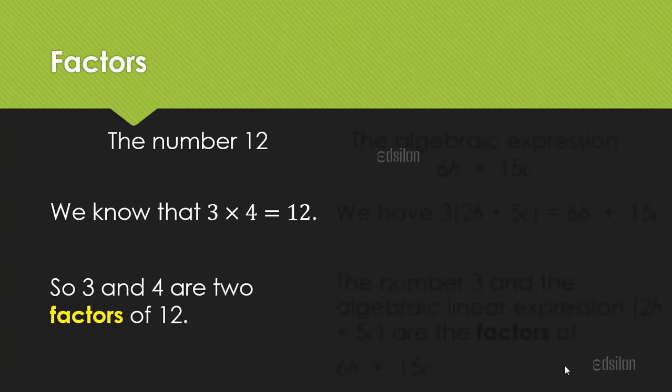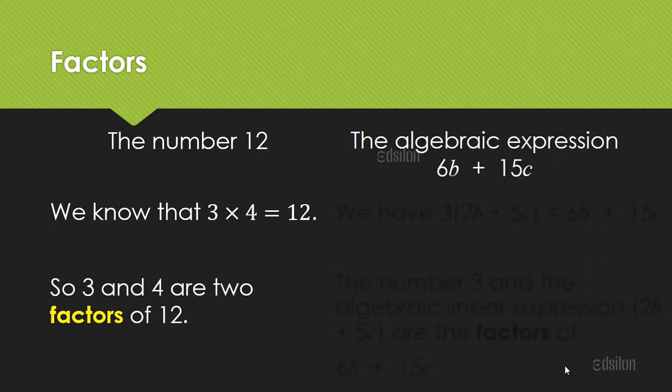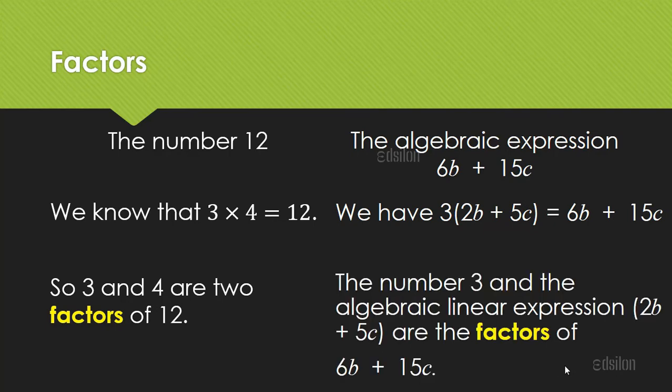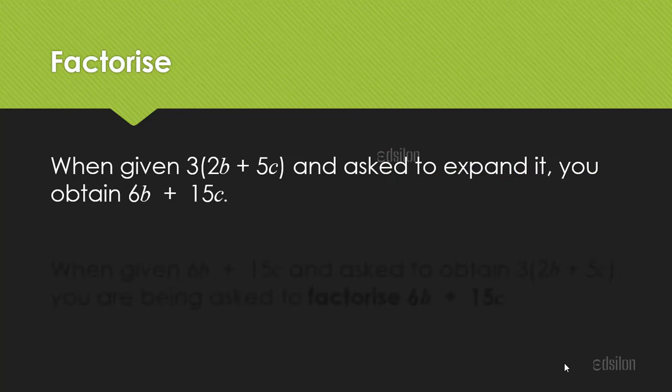Next, what are factors? Let us take a look at the number 12. We all know that 3 times 4 gives 12. So we can say that 3 and 4 are 2 factors of 12. What about the algebraic expression 6b plus 15c? We have earlier on seen that 3 times 2b plus 5c gives 6b plus 15c. So we can say that the number 3 and the algebraic linear expression 2b plus 5c are the factors of 6b plus 15c.